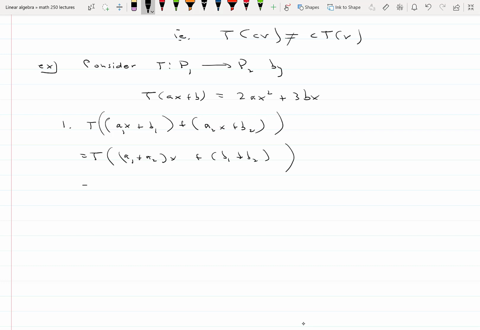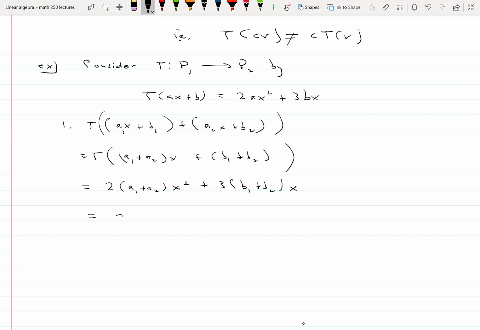So now let's see what the linear transformation does to this. It turns ax plus b into 2ax squared plus 3bx. So 2a, which is now a1 plus a2, x squared, plus 3b, which is now b1 plus b2, x. Now I would like that to equal T of the first polynomial plus T of the second polynomial, and I think we can do that. Let's distribute and combine like terms.